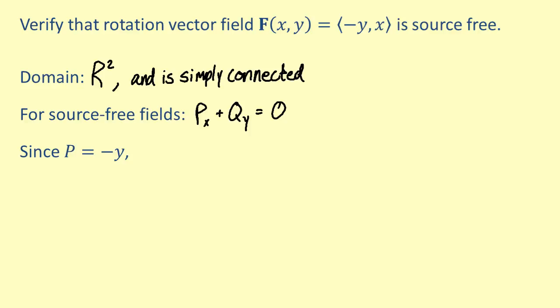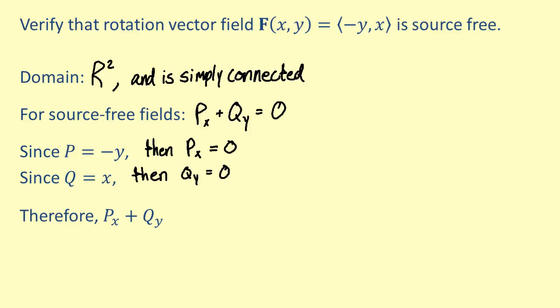Using this definition, we will take the derivative of P with respect to x to find P sub x. This gives us P sub x equals 0. Then we will take the derivative of Q with respect to y to find Q sub y. This gives us Q sub y equals 0. Substituting the values for P sub x and Q sub y into the definition results in the following equation, which is equal to 0. Since P sub x plus Q sub y equals 0 matches the definition of a source-free field, then the vector field F must be source-free.